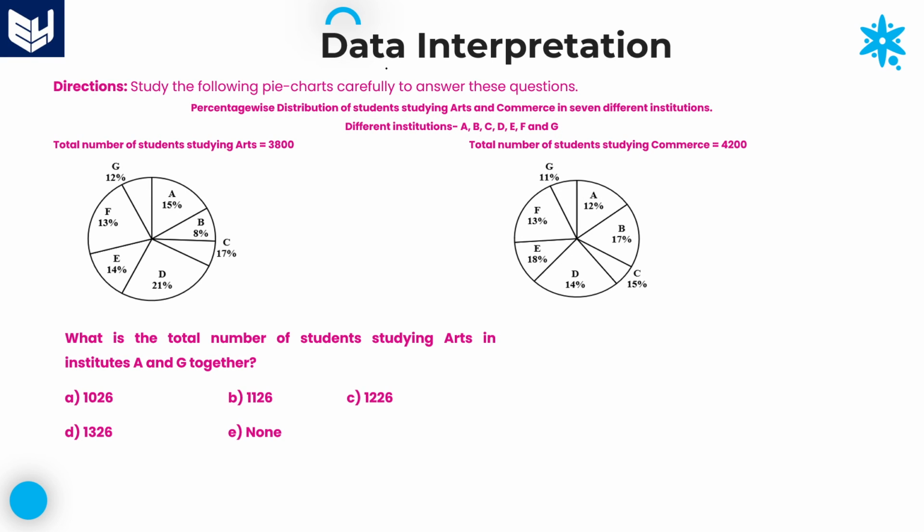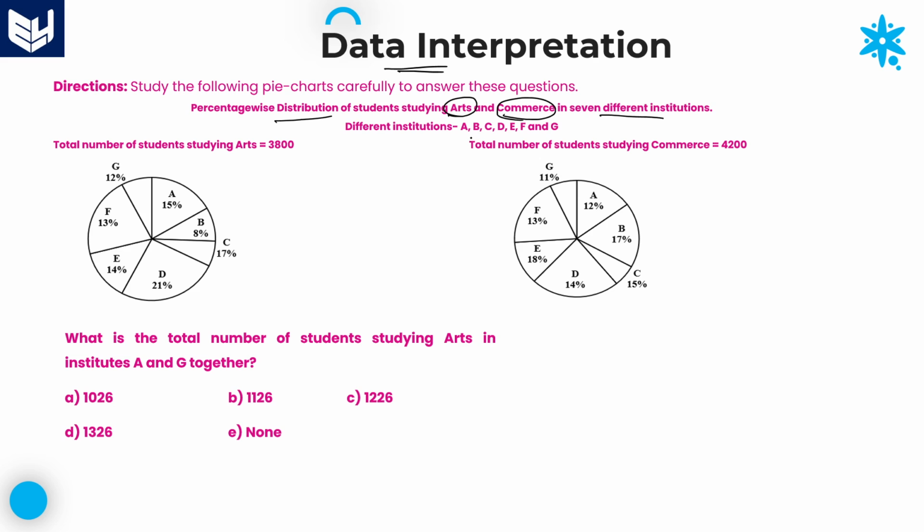In this session, I am continuing pie chart data interpretation. First of all, you need to read the information which is provided in this pie chart. After that, you need to solve the questions based on this. Here the information is about percentage distribution of students studying in arts and commerce in 7 different institutes.